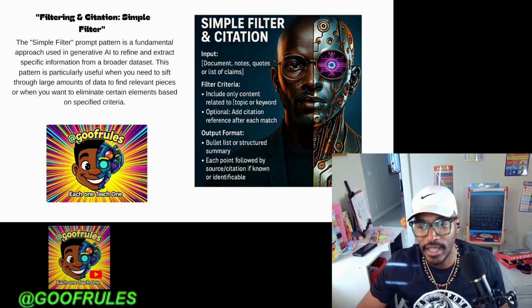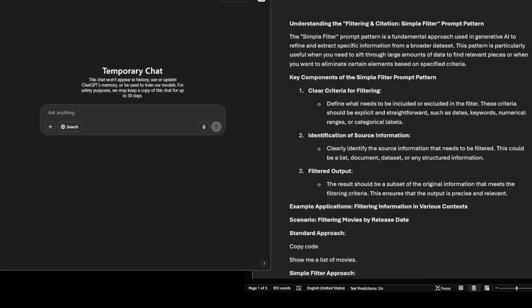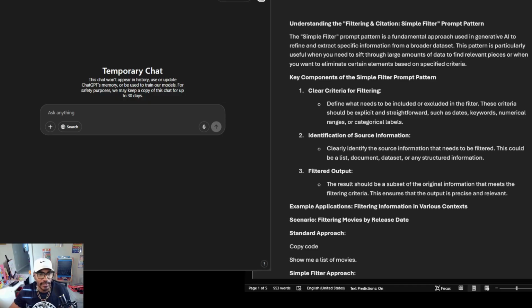All right, so let's dive into some of the key components. The key components are very simple. So number one, clear criteria for filtering. Define what's needed to be included or excluded in a filter. These criteria should be explicit and straightforward, such as dates, keywords, numeric range, or categorical labels.